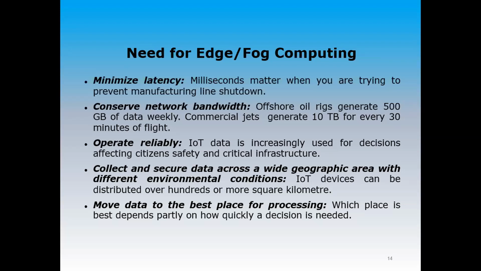So that is the major problem that motivated the Cisco engineers to come up with a technology called fog computing. What fog computing predominantly focuses on is minimizing the latency and reducing the workload of the cloud. That is the major thing, because milliseconds matter, particularly when you're trying to prevent a manufacturing line shutdown. A simple manufacturing line shutdown will result in lots of production loss. Edge and fog computing gives a solution wherein you can process your data closer to the devices.